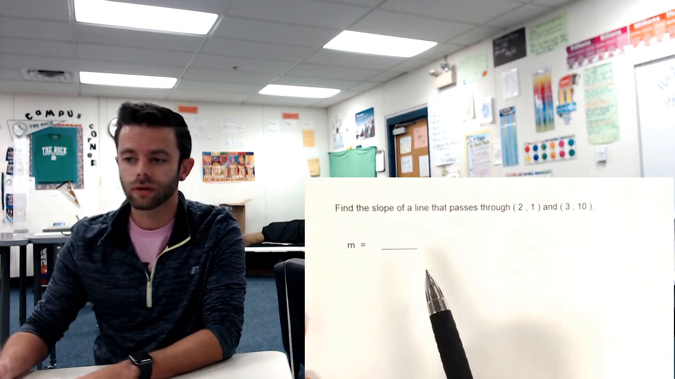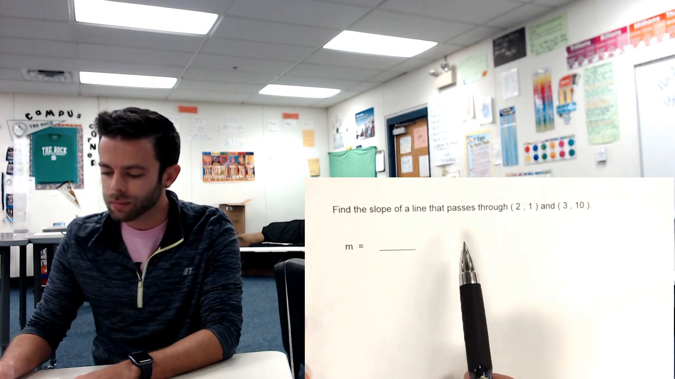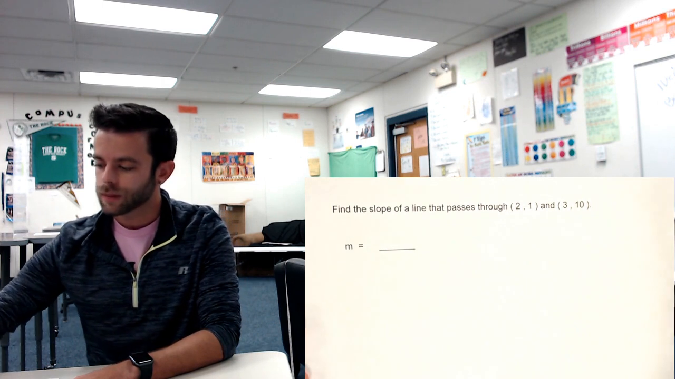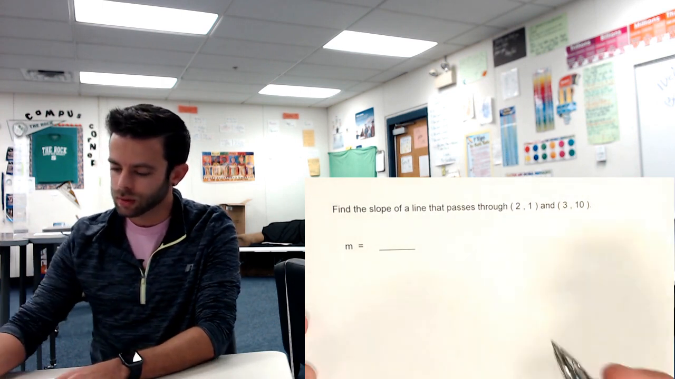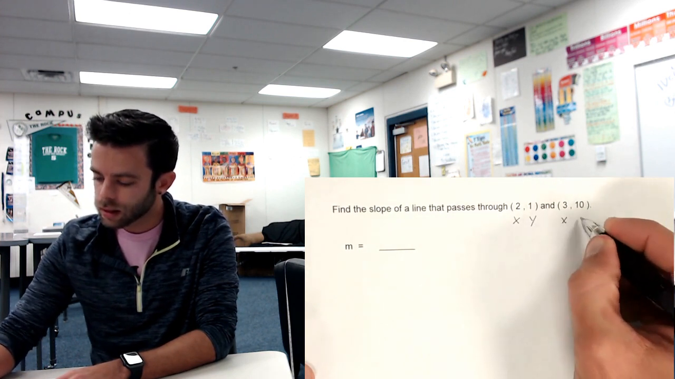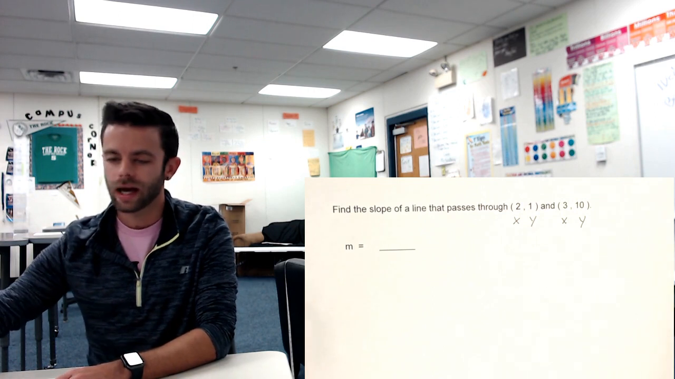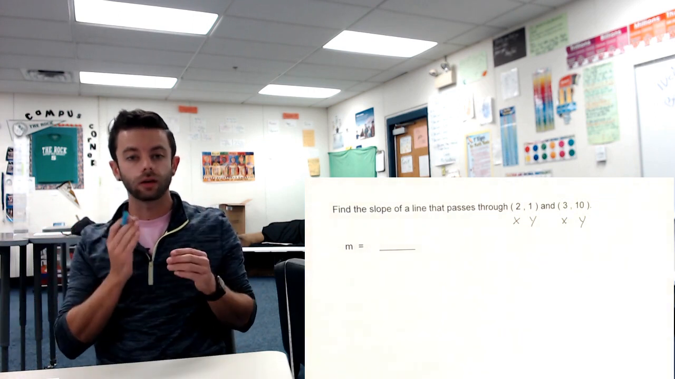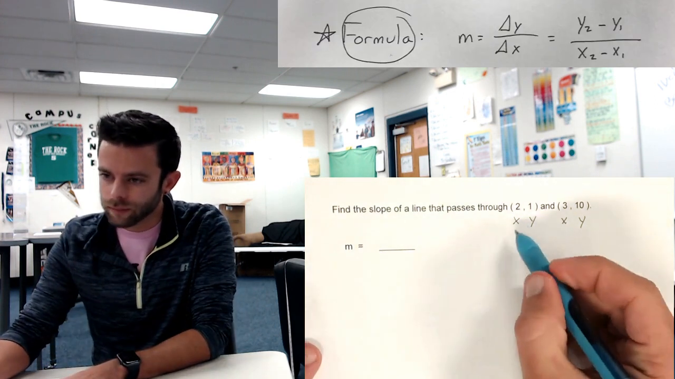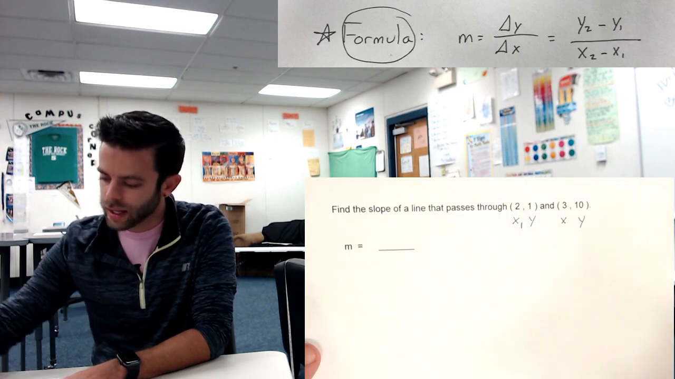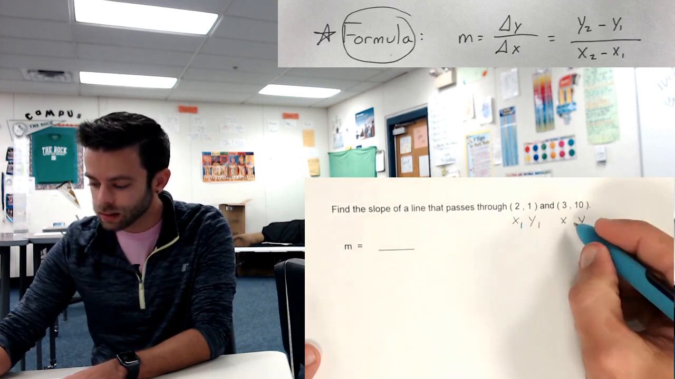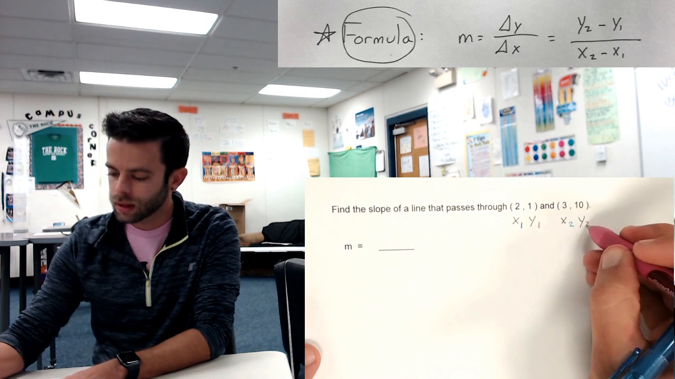Of course, we got to read the directions. So find the slope of a line that passes through the ordered pairs (2, 1) and (3, 10). Now, this is how we're going to label them. So obviously this is our x and our y. This is an x and a y. Now, the reason that we have the y2 and y1 and the x2 and x1 is because this is our first ordered pair. So this is going to be x1 and y1. And then our second ordered pair, x2 and y2.